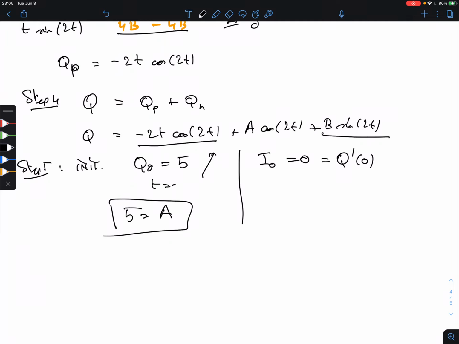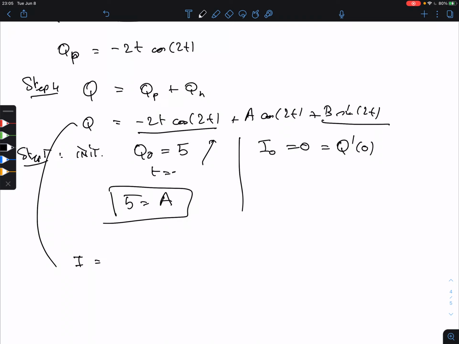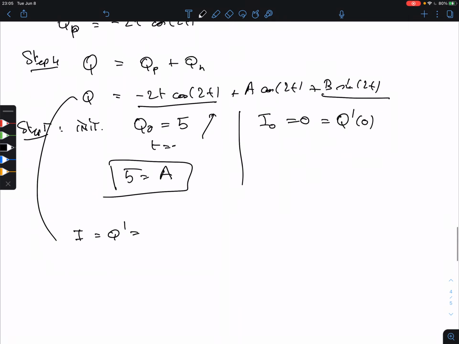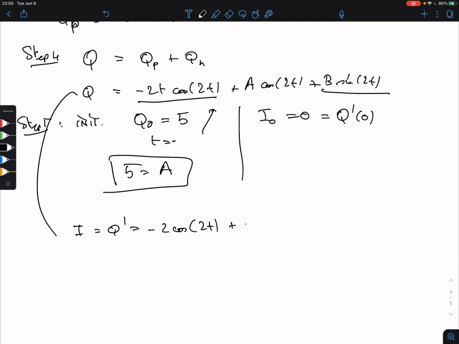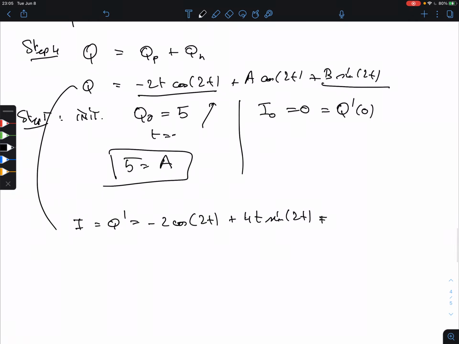So we have to take the derivative here. So let's take I, which is Q prime. Now we can take the derivative. Be careful, we have a product rule. So that's that. Derivative of sine is cosine, so it is 2. Another 2 comes out. 4t sine 2t. I hope you get where all the 2's and the 4's and the minuses come from. And then minus 2a sine 2t plus 2b cosine 2t.